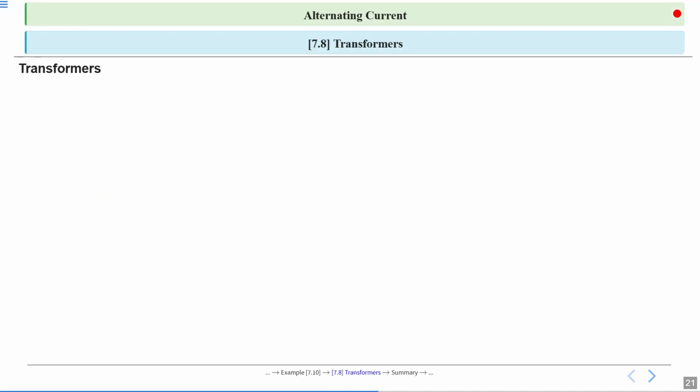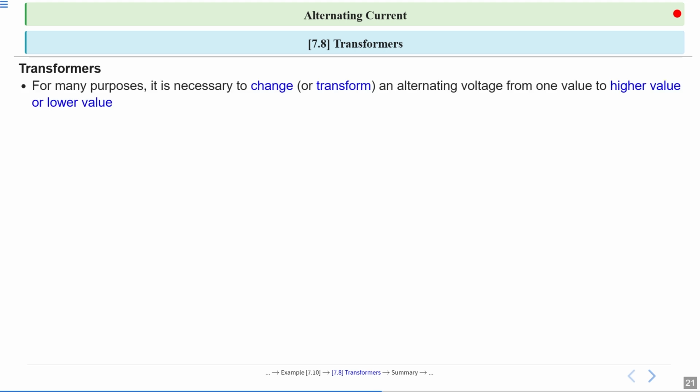Now, transformers. Our NCERT section 7.8. For many purposes, we have discussed in our previous classes that voltage can be stepped up or stepped down. We have discussed many times that we can change the voltage to decrease the power loss in the transmission lines. I have mentioned there also that we are going to see in the upcoming lectures how we can change the voltage and current in the transmission lines, or how we can step up or step down the voltage. So here is the concept, transformers.